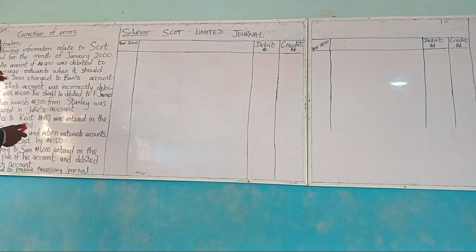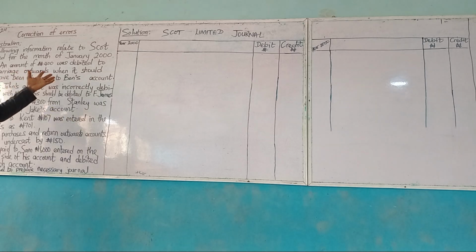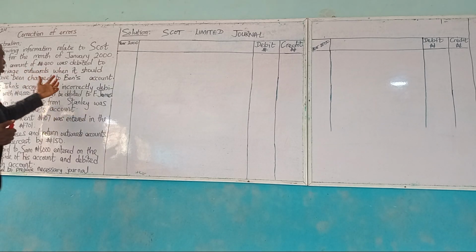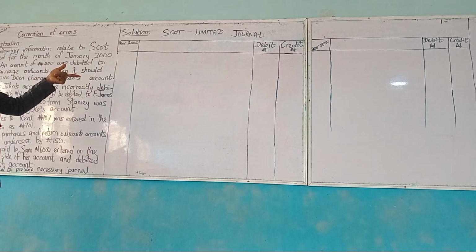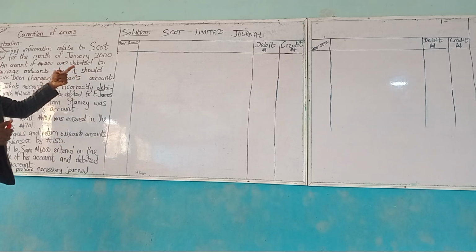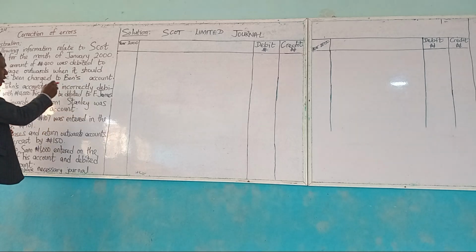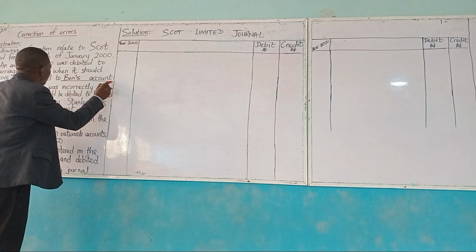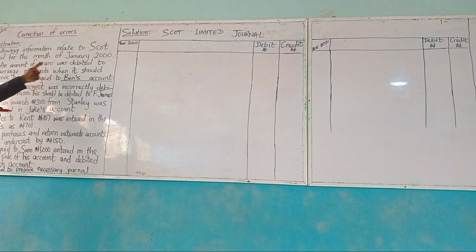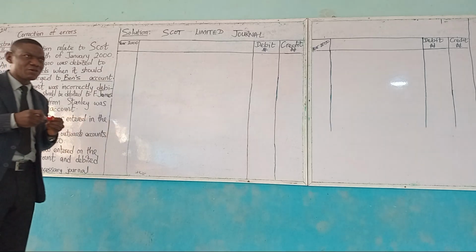It says January 1, an amount of 400 naira was debited to carriage outwards when, please take note of this, it should have been charged to Ben's account. This is where it's supposed to go, to Ben's account, but mistakenly this money was debited to the carriage outwards account.